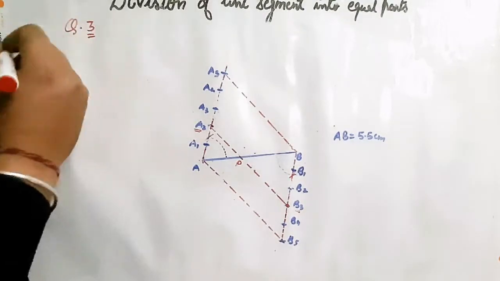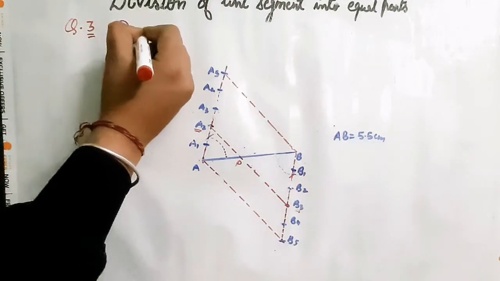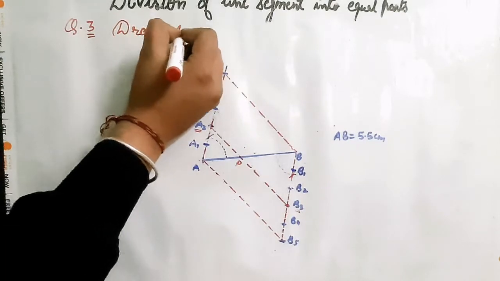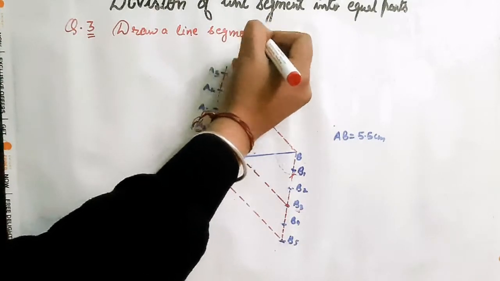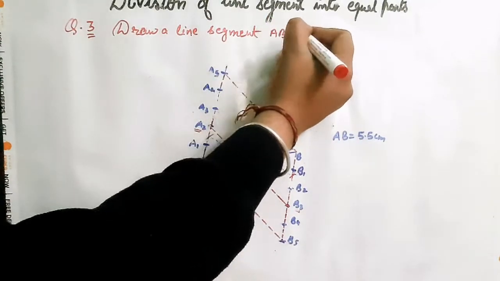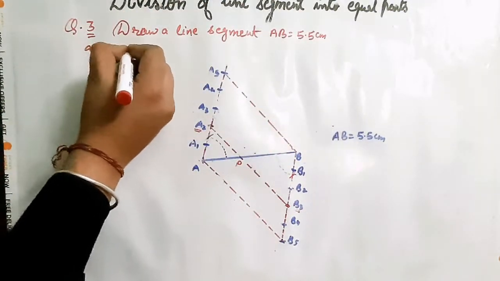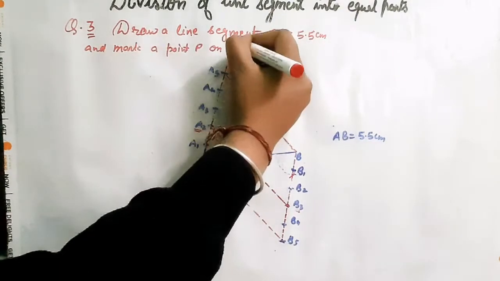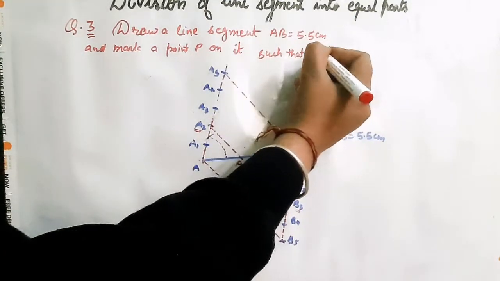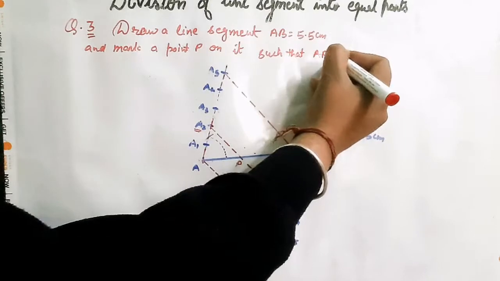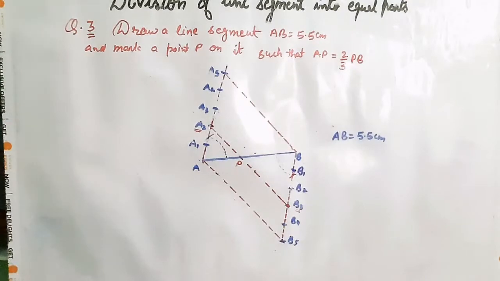Now the same question can be asked in a different way. This is the third type of question: draw a line segment AB equal to 5.5 centimeters and mark a point P on it such that AP is equal to 2/3 PB. You can see such questions in your book.